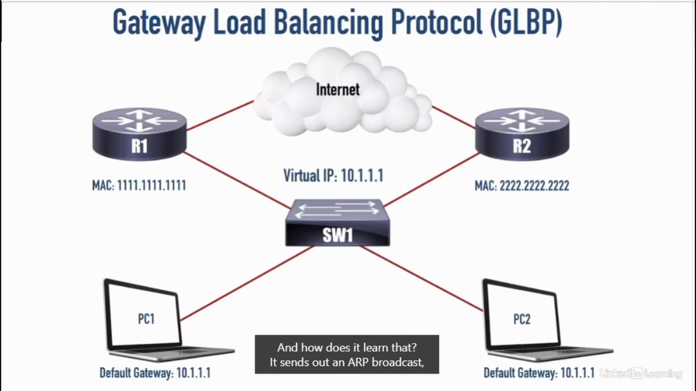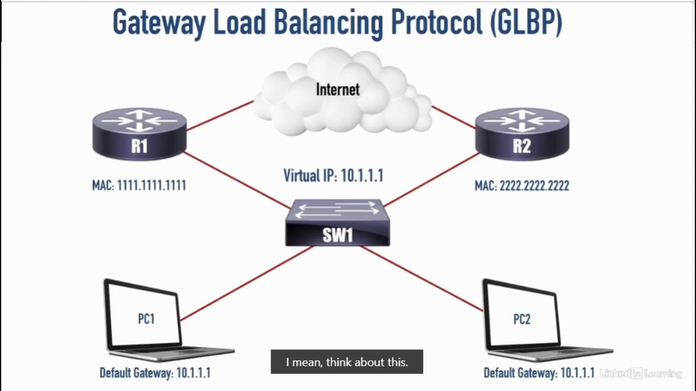And how does it learn that? It sends out an ARP broadcast, an Address Resolution Protocol broadcast, to say, hey, can somebody tell me the MAC address corresponding to this IP address? And with HSRP and VRRP, as we'll get into in a later video in this course, there is a MAC address that gets handed out based on the HSRP or VRRP group number. But here, with GLBP, we're going to give different answers to the same question.